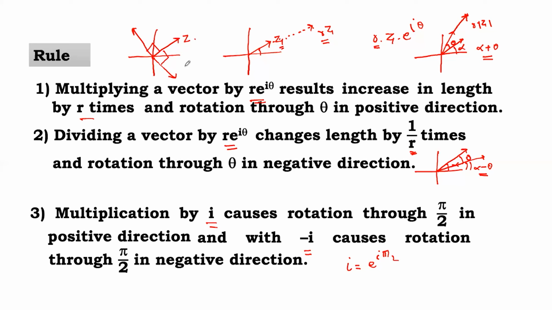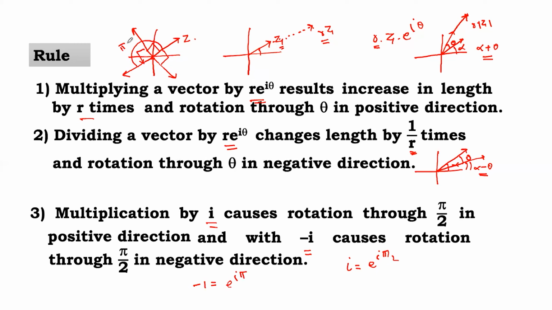And what if I'm multiplying with only minus 1? Minus 1 means e to the power I pi, and the pi angle is nothing but the line parallel to this in the opposite direction. So the complete rotation will be pi or 180 degrees, right?